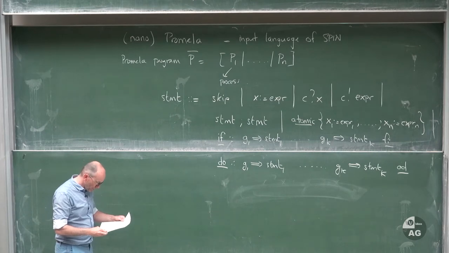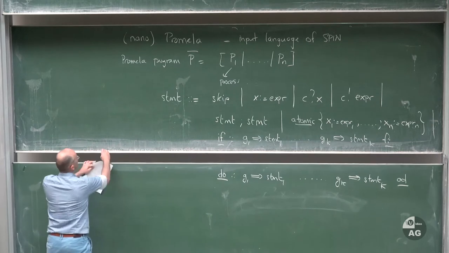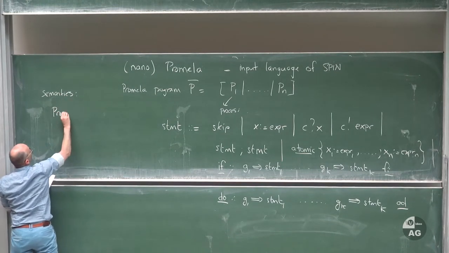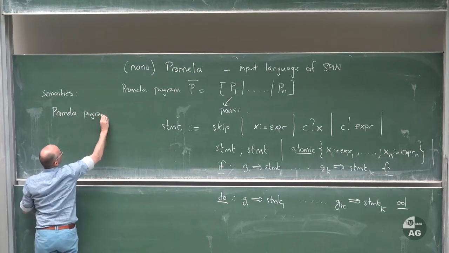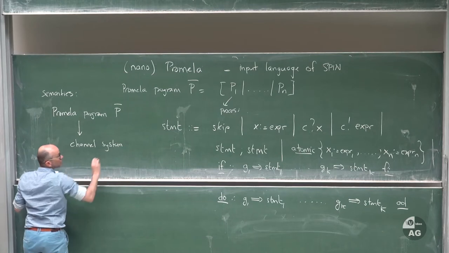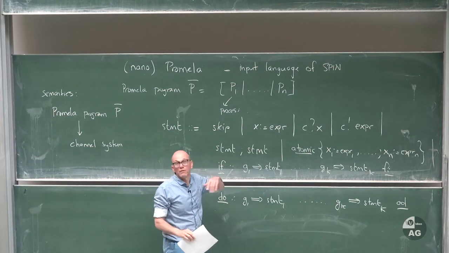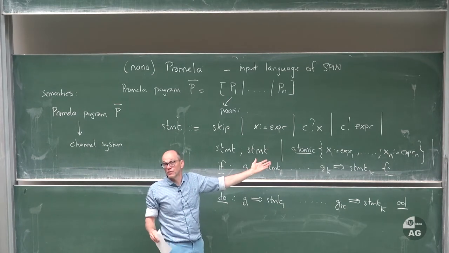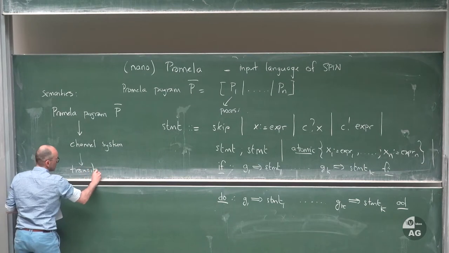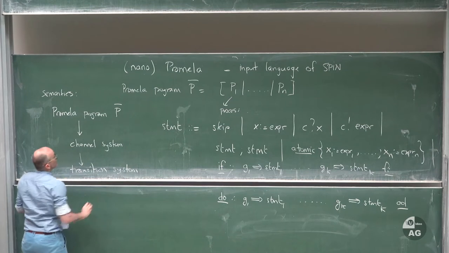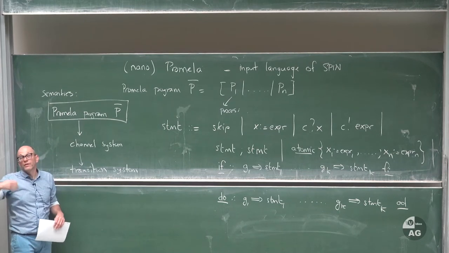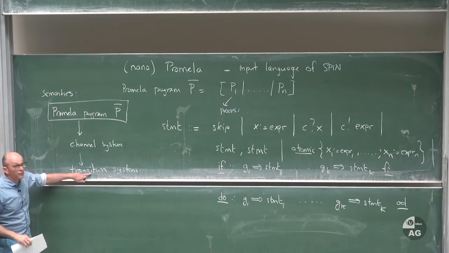Two remarks about the semantics. What is the semantics? The idea is that you take a Promela program and map it to a channel system. I hope it's pretty clear that this is basically nothing else than a syntactic notation of the channel systems we have just introduced. And then we have seen that every channel system is a transition system. So a user of a model checker describes models at this level. And then there is a compiler, basically an automated state generation, that generates the transition system for you.